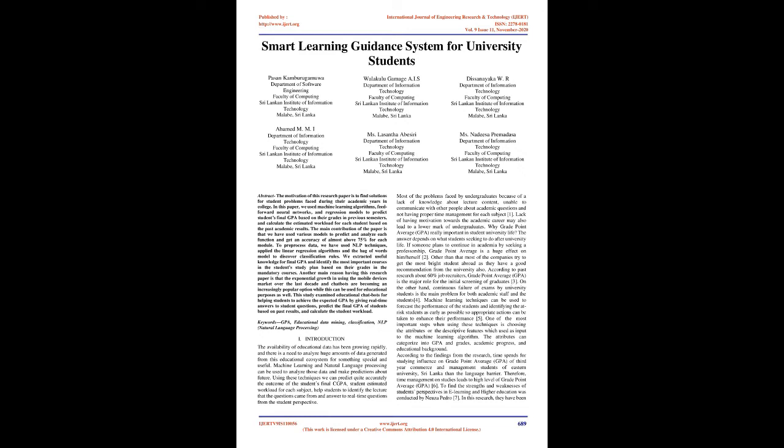Machine learning techniques can be used to forecast the performance of the students and identify the at-risk students as early as possible, so appropriate actions can be taken to enhance their performance. One of the most important steps when using these techniques is choosing the attributes or the descriptive features which are used as input to the machine learning algorithm. The attributes can be categorized into GPA and grades, academic progress, and educational background.